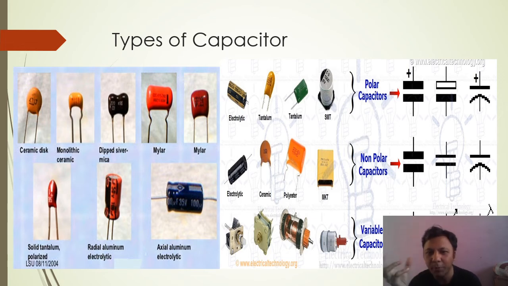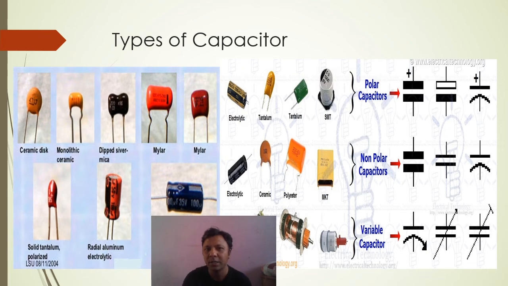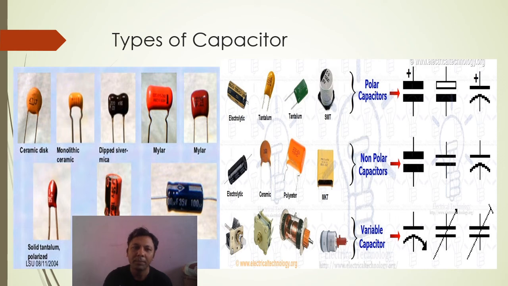But these types of capacitors depend upon which kind of dielectric material and which kind of conducting material you are using for your purpose. Most probably these are the polar capacitor, which has a polarity, the non-polar capacitor, which has no polarity, and the variable capacitor, which means you can vary the stored charge or stored energy in that capacitor. Look, this is some example of polar capacitor, non-polar capacitor, and variable capacitor.